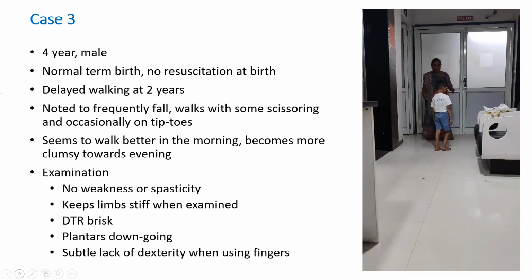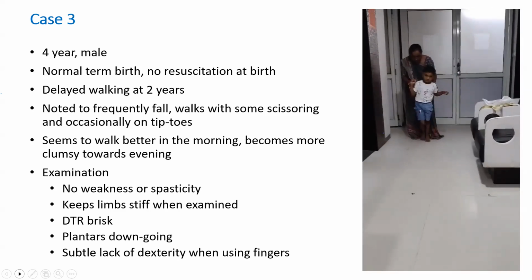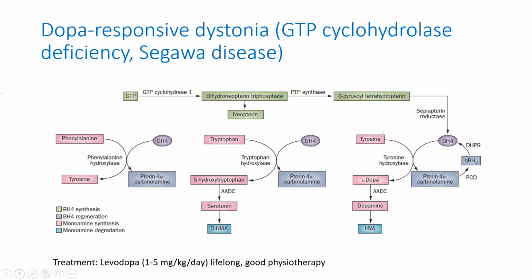And even in the previous case, the mother afterwards came to clinic walking, having abandoned her wheelchair because she no longer required it. This is dopa-responsive dystonia, and it's called Segawa disease. And I don't expect you to understand this pathway very well, but essentially for dopamine to be converted from tyrosine, you need a cofactor called tetrahydrobiopterin. And in order for tetrahydrobiopterin to be formed, you need to have GTP, and that is the pathway with which this gets activated.